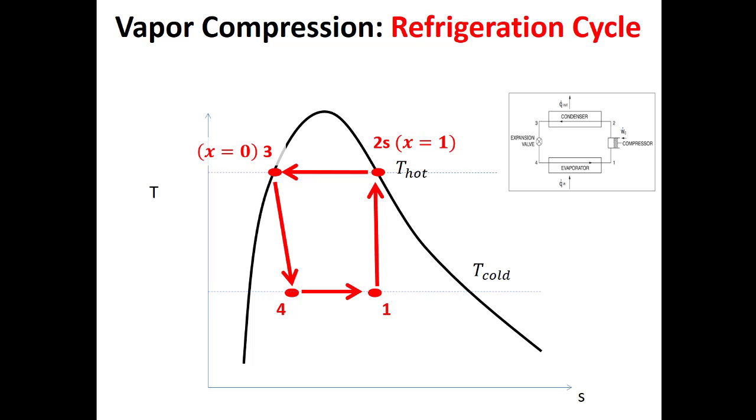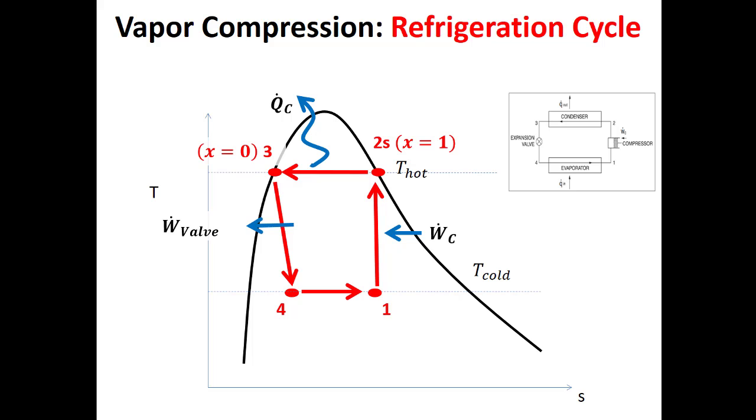And we keep moving around and around as we go through this cycle. As I go through my compressor, I'm adding work, right? This is why you got to plug your fridge or your air conditioner into some kind of an electrical power source. We're rejecting heat through the condenser.